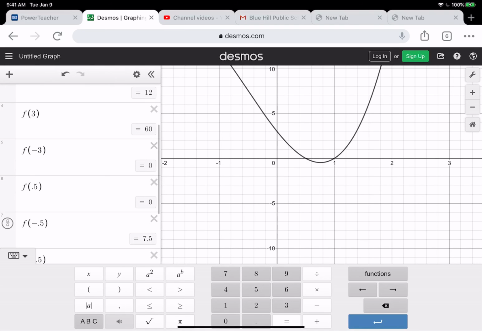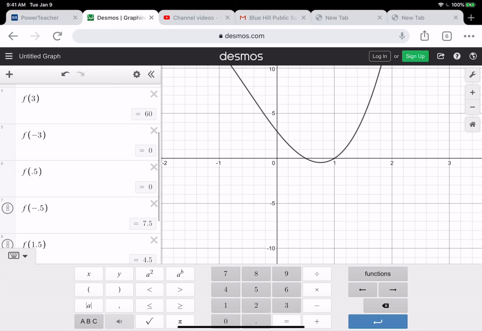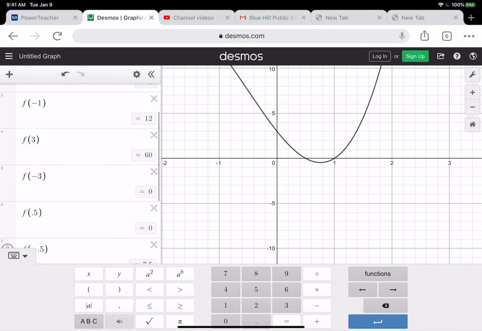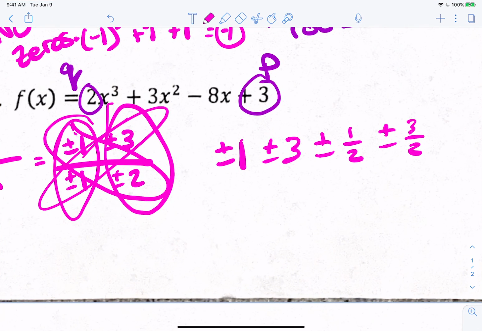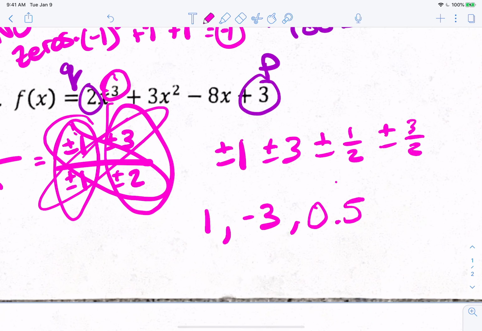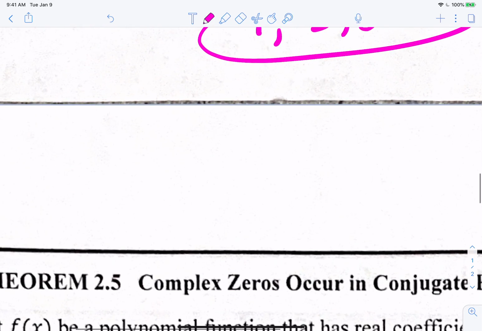There's 3 of them. 1, negative 3, and 0.5. Do you see those? Yeah? Those are the ones that work. Those are all 3. How many possible could we have? 3. And we have all 3 of them. Okay, so that means there are no imaginary ones, no repeating ones. Yeah?